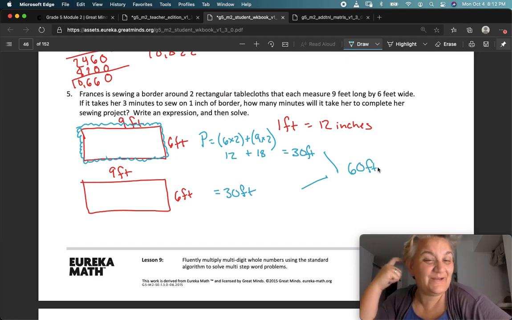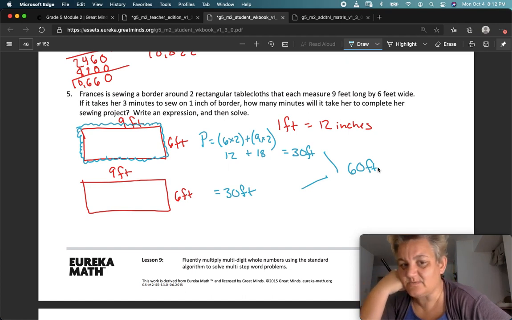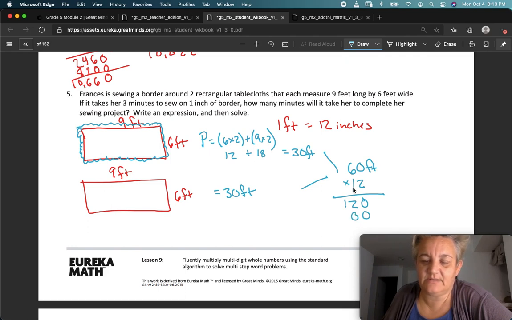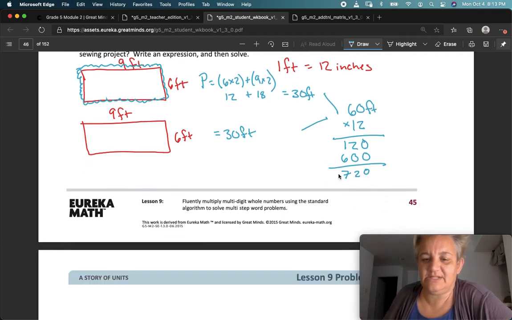Now, in order to figure out how long it takes her to sew, 3 minutes for 1 inch is a long time. She must be sewing that by hand. That's way too long. Okay, 60 feet. And we're going to turn that into inches. So in order to turn that into inches, I need to multiply by 12, right? 2 times 0 is 0. 2 times 6 is 12. Then the tens place. 0 times 1 is 0. 1 times 6 is 6. And I have 720 inches.